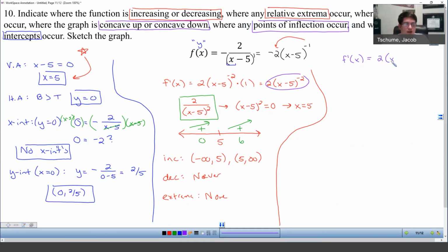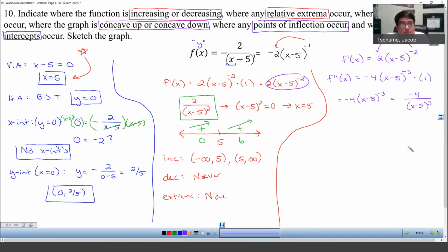So that was 2 times x minus 5 to the negative second. If I apply the chain rule here to find f double prime, negative 2 times 2 is negative 4. Leave the x minus 5 alone. Subtract by 1 to make it a negative third power. And then technically you are multiplying by 1 again. Well, this is the same thing as negative 4 times x minus 5 to the negative 3, which if I rewrite this, that is negative 4 over x minus 5 cubed.